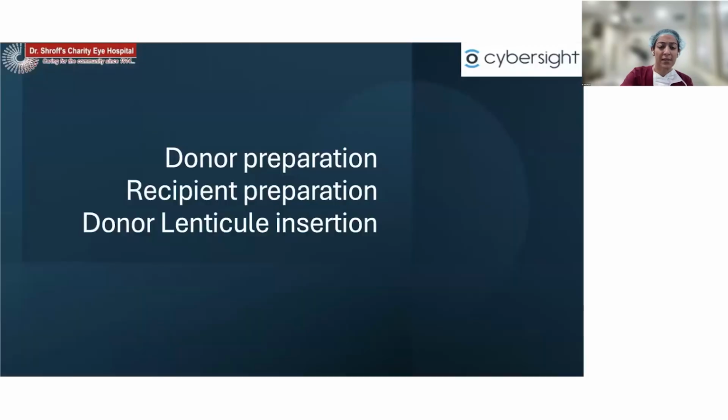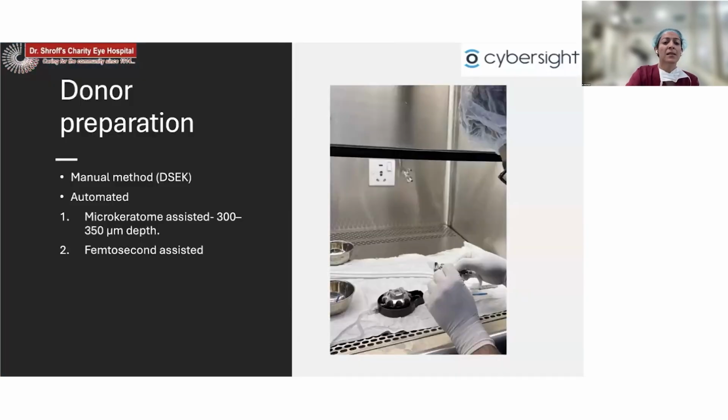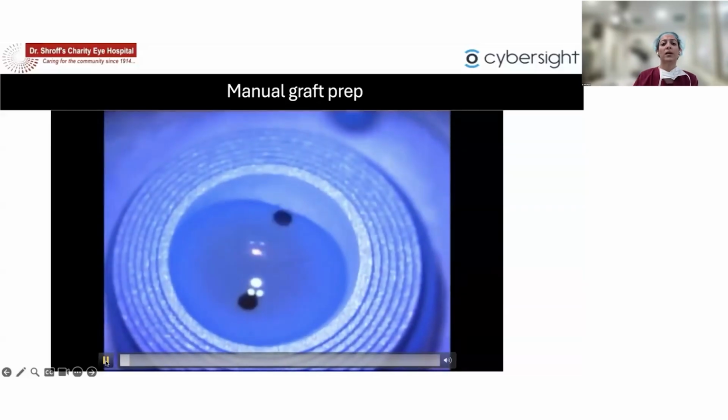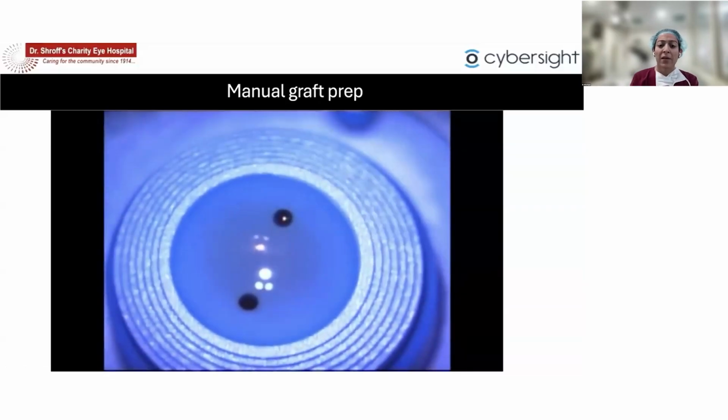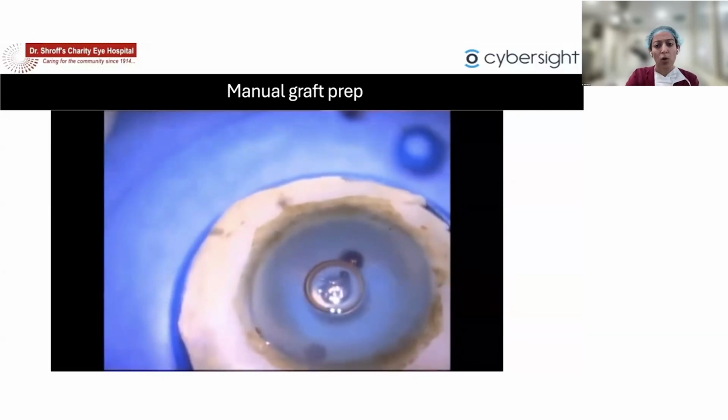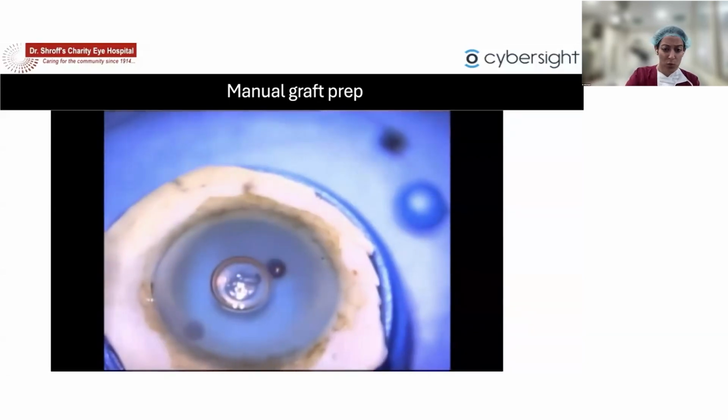We'll proceed to the surgical steps and we'll be discussing them under these 3 heads: donor preparation, recipient preparation, and donor lenticule insertion. The donor preparation can be done by a manual method, or it can be done with an automated method. We'll first see the manual preparation of the DSAEK tissue. So on an artificial anterior chamber, we will put some visco and then we put the fluid, which usually can be the cortisol or the tissue medium in which the tissue is stored.